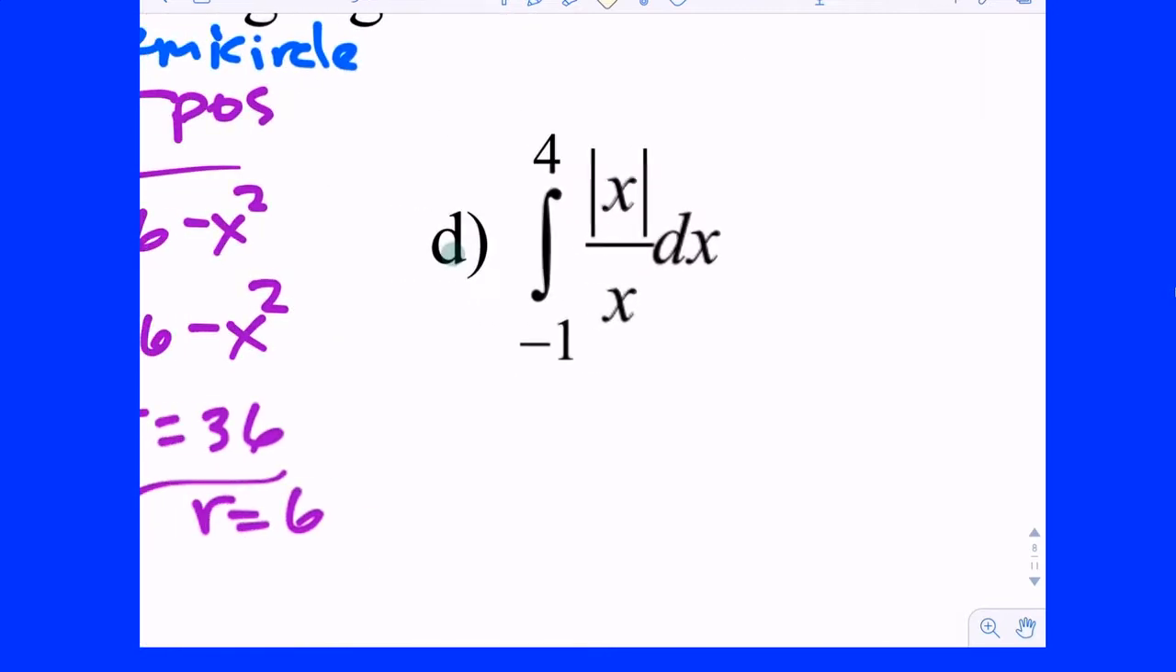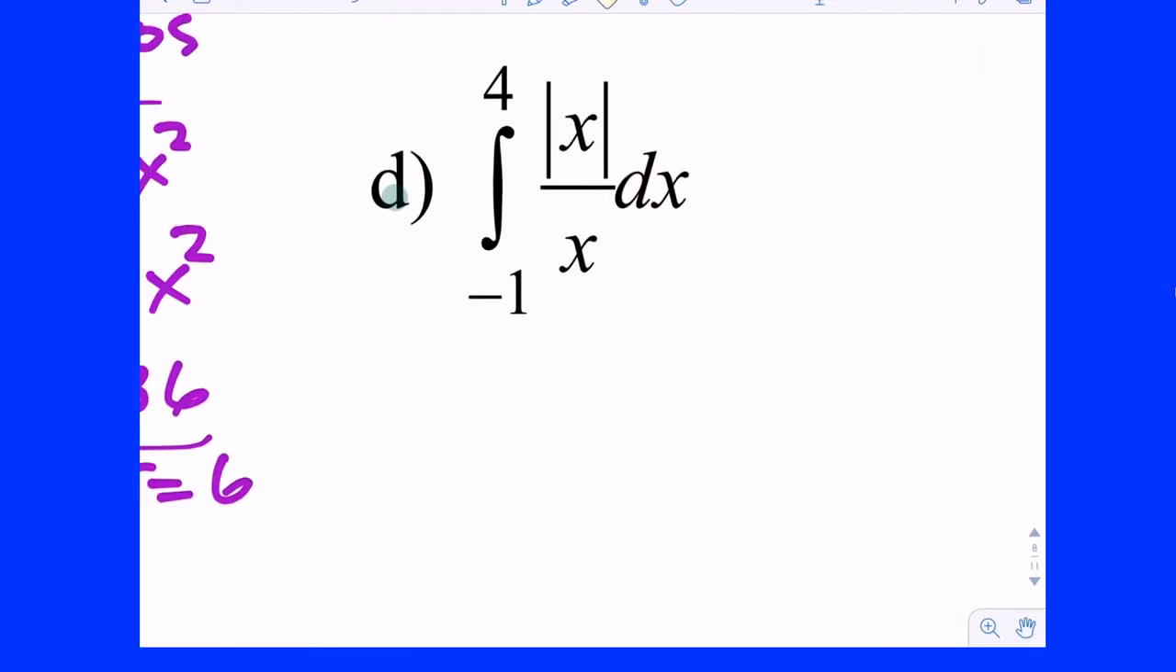Okay, and then the last one here. I'm going to let you do this one. I'll give you 2 minutes to do it. The integral from -1 to 4 of the absolute value of x over x. Find the integral using area.